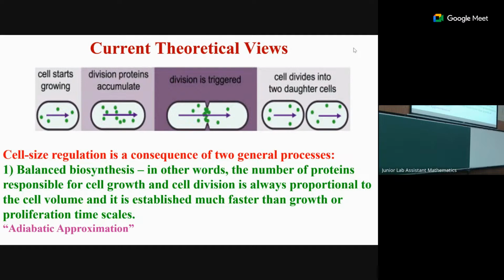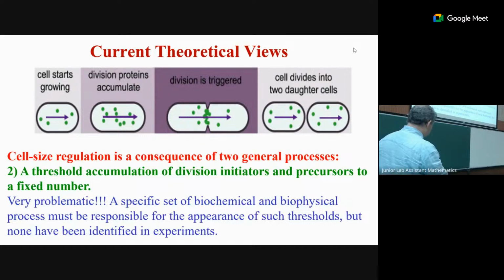There's a very common adiabatic approximation. For example, nuclei and electrons: nuclei move very slowly, electrons move much faster. So the very successful quantum mechanical description, the so-called adiabatic one, says electrons are much faster. The same story here. The proteins responsible for growth and division are created much faster than the time scales for growth and division. This is called balanced biosynthesis.